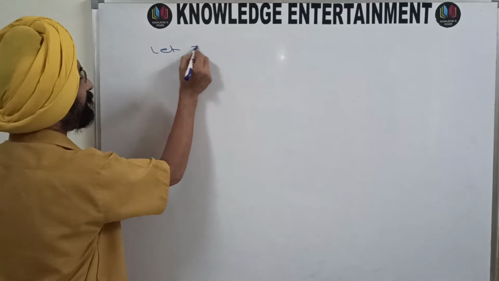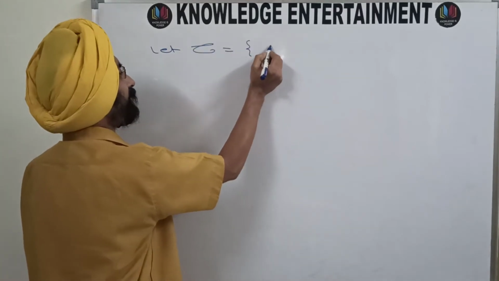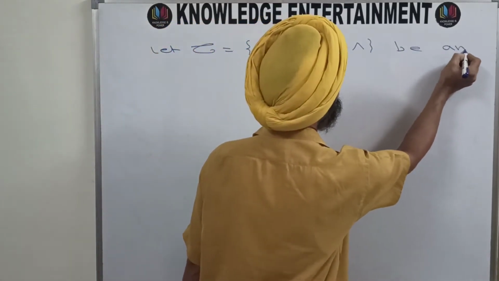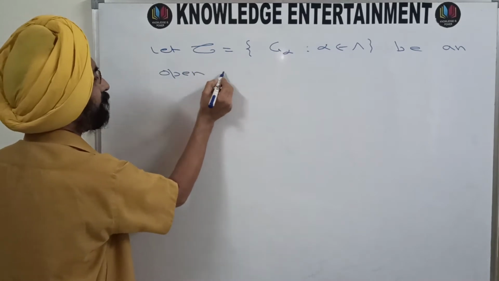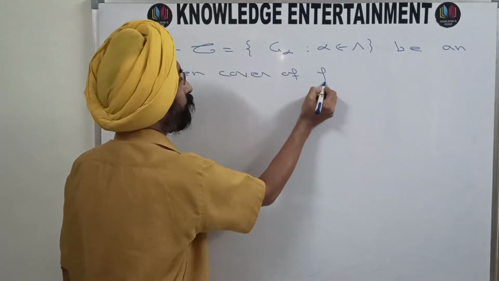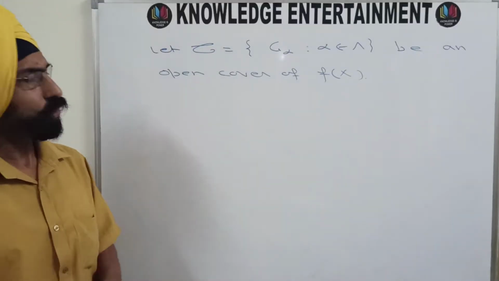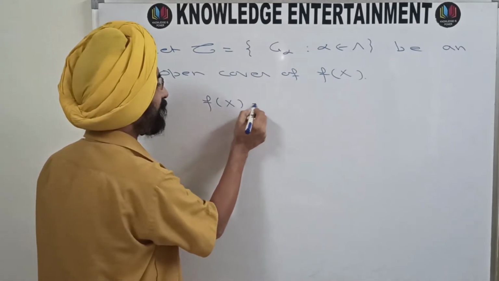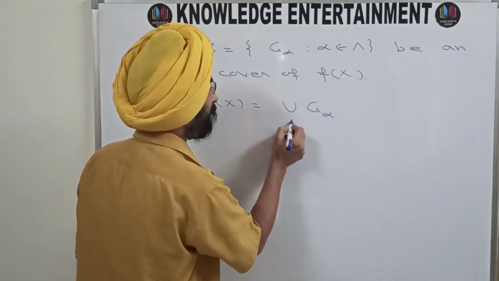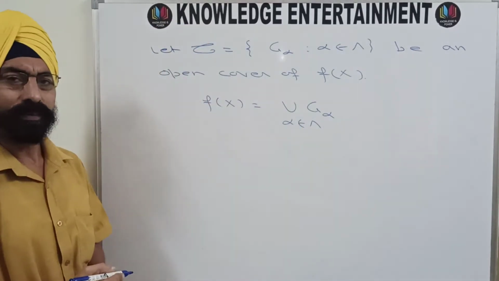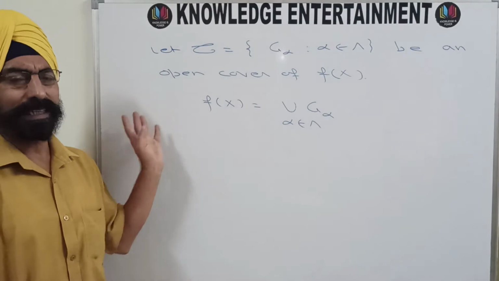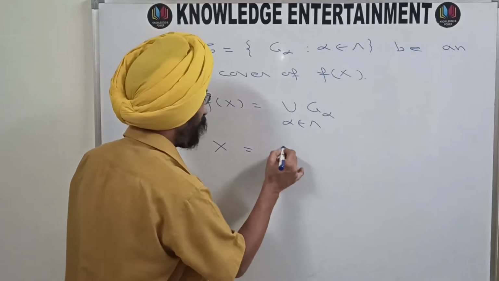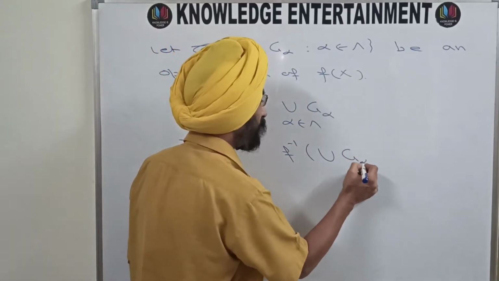Let C containing G_α, where α belongs to a particular family Λ, be an open cover of f(X). So since it is an open cover of f(X), we can say that f(X) is equal to the union of all these G_α, α belongs to Λ. If f(X) is this, by taking f inverse on both sides, we can have X is equal to f inverse of the union of G_α, α belonging to Λ.